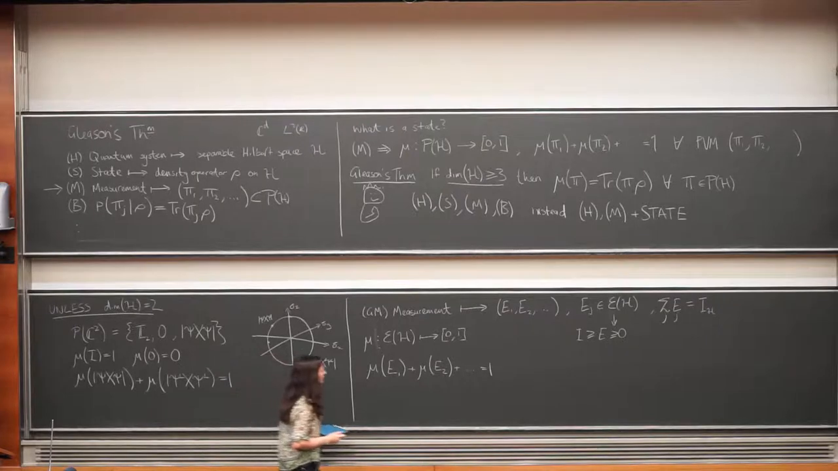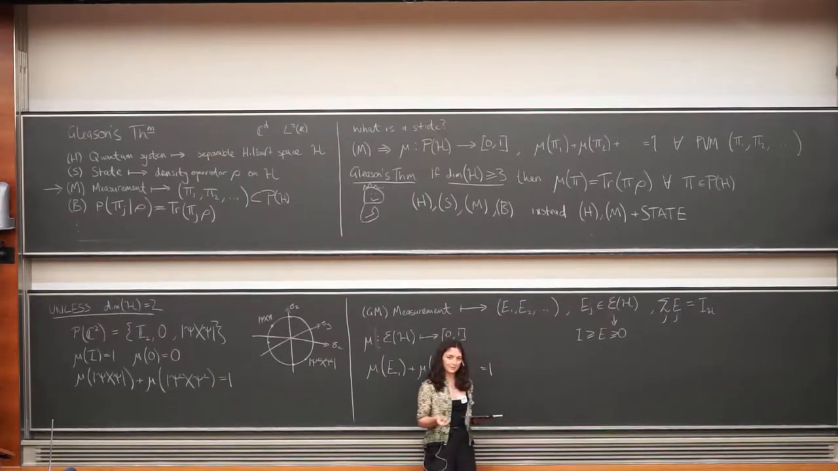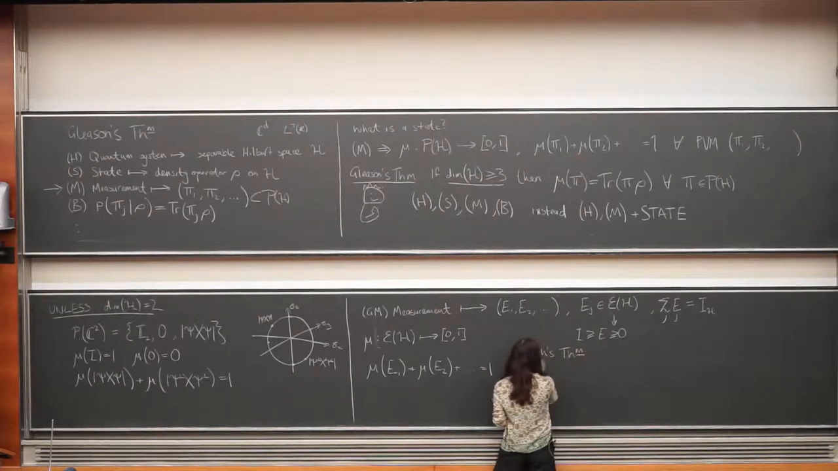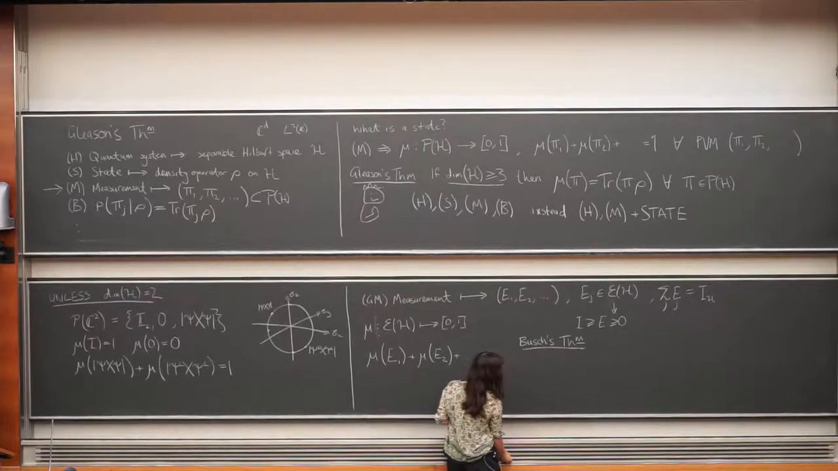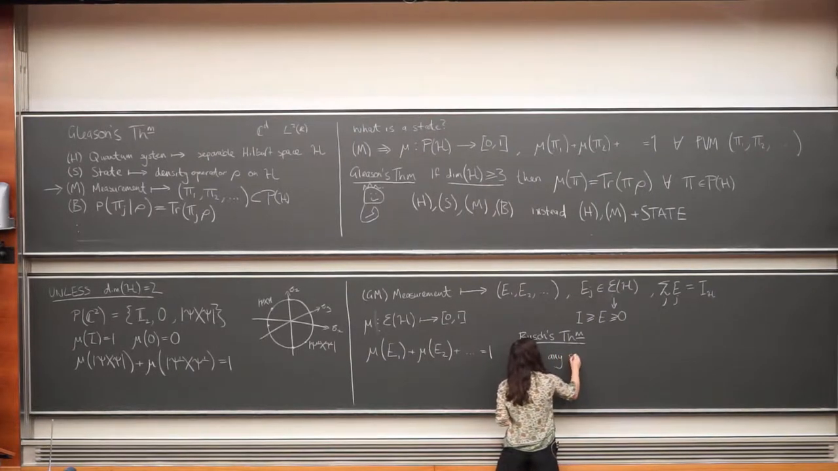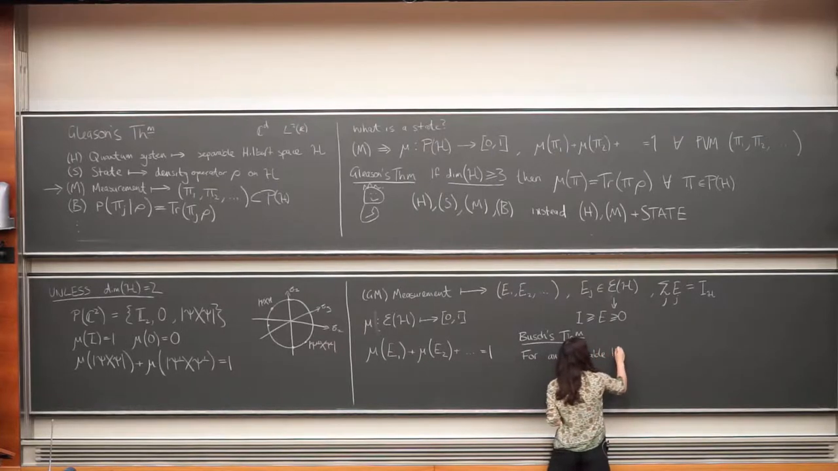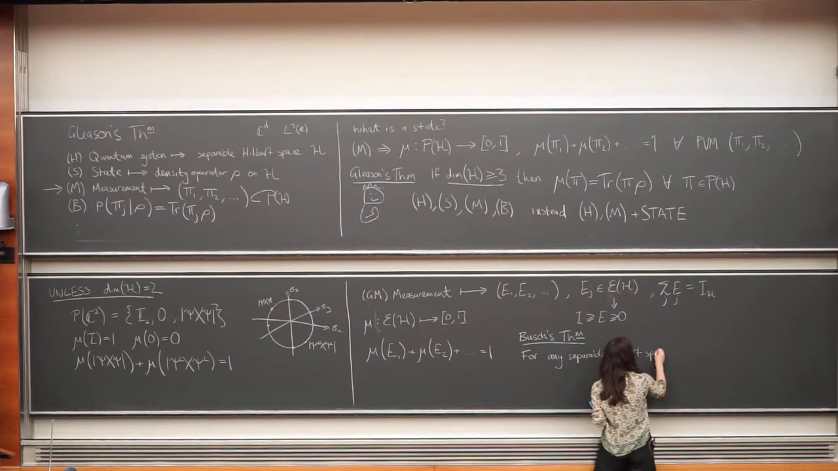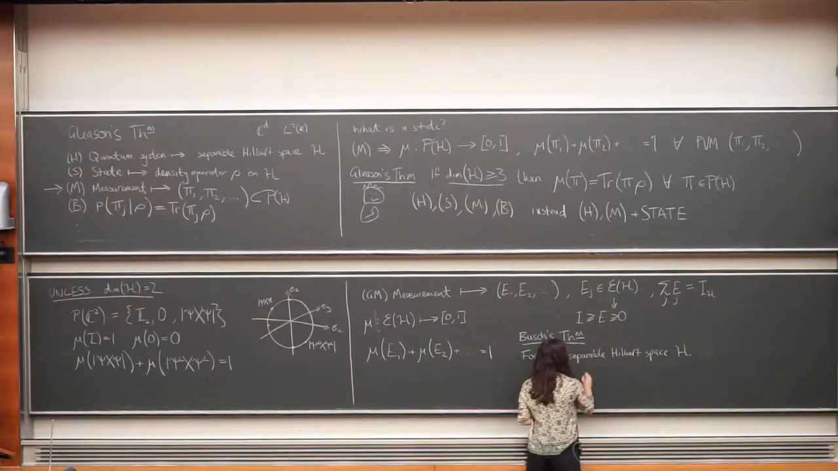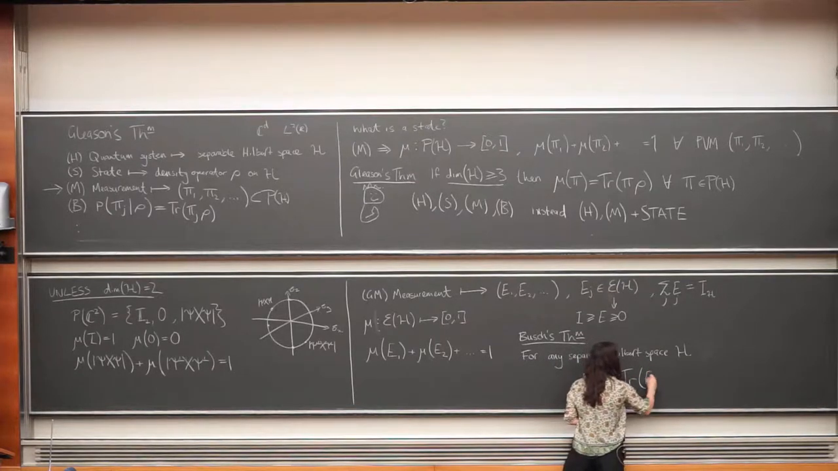Okay, so then there's an extension of Gleason's theorem, which was proved by Busch. So I'm going to call it Busch's theorem. Very original. And it basically tells us, for any separable Hilbert space H, there exists a density operator rho such that mu, which satisfies this relationship, of E is equal to, again, the trace of E rho.